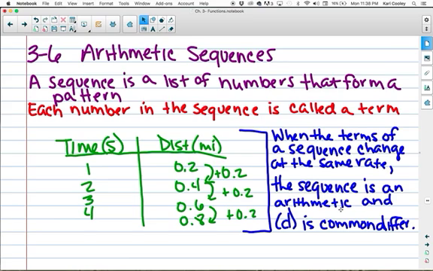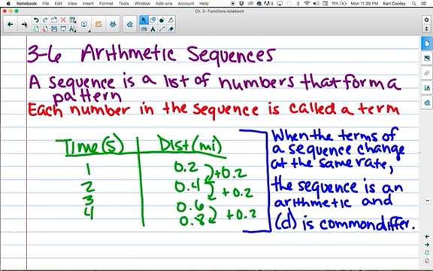All right, so again, another vocabulary word, common difference, that's going to be throughout this entire lesson. That's simply referring to that plus, that minus, that multiplication, that pattern. What is happening to the value to create the next one?